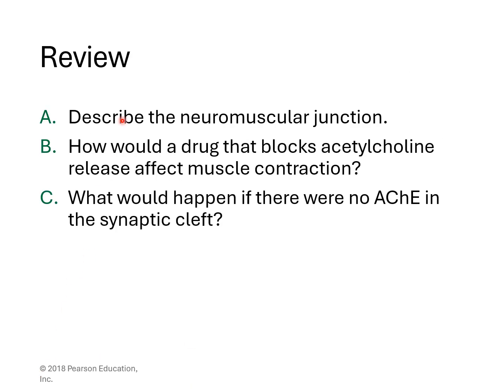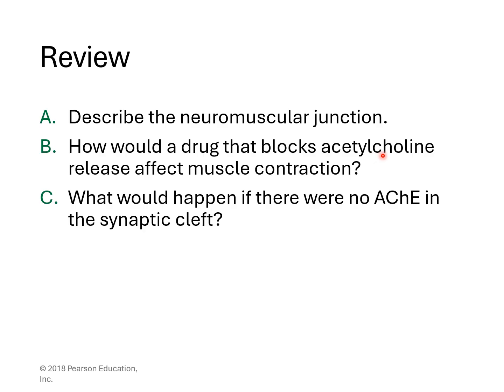So let's review. At the neuromuscular junction, you have the synaptic knob, synaptic cleft, and then you have the sarcolemma, or the muscle. And what if a drug blocks acetylcholine release, how would that affect muscle contraction? If you had some type of drug that paralyzed the muscle, what it's actually doing is blocking acetylcholine from binding onto those receptors. If you block acetylcholine from binding onto the receptors, you'll have flaccid paralysis.